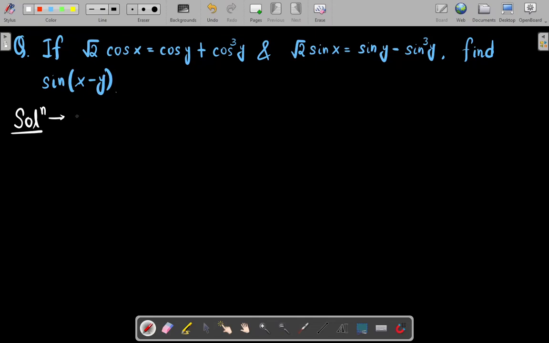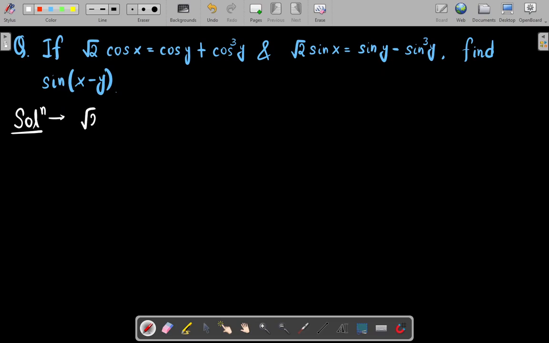Hello everyone. In this question, it is given that if root 2 cos x is equal to cos y plus cos cube y and root 2 sin x is equal to sin y minus sin cube y, we are required to find the value of sin of x minus y. Okay, so we are given two equations.